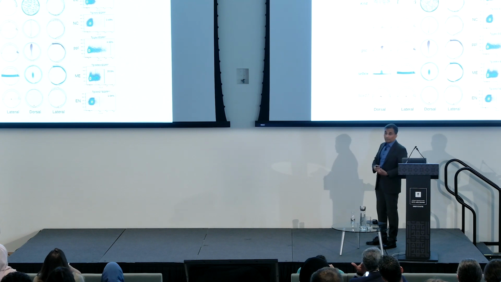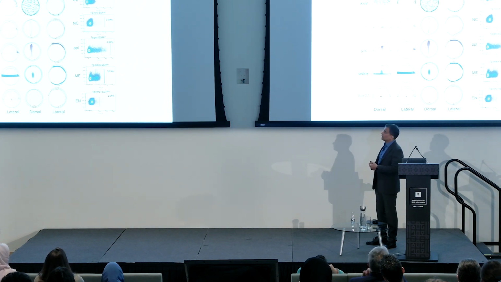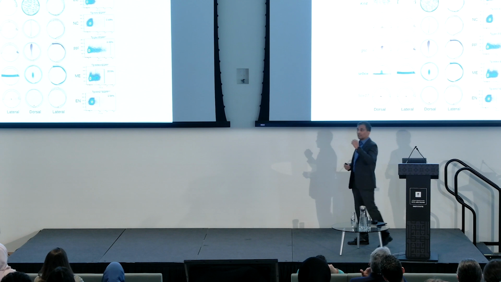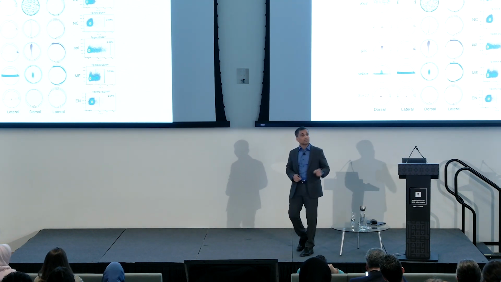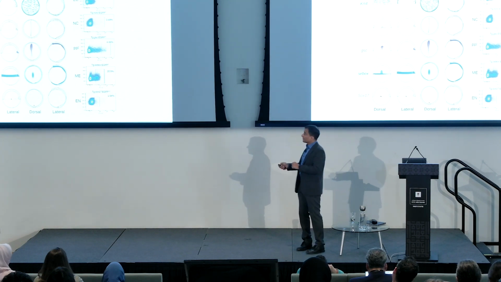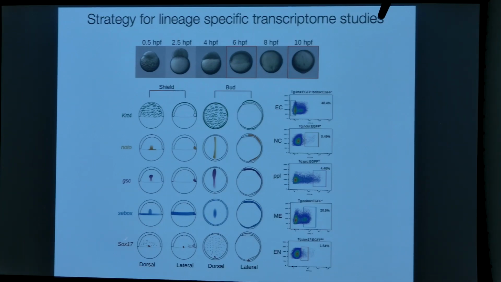To circumvent this problem, what we did was we used a genetic tool where different cell fate markers, different germline markers, were marked with fluorescent markers as shown here. At different stages of development as shown here, shield is the earlier stage and bud is the later stage of gastrulation. At these two stages, we used these fluorescently marked genes, which are the reporter genes, to sort the cells, which are sometimes quite rare, less than 1% of the population, and collected them.